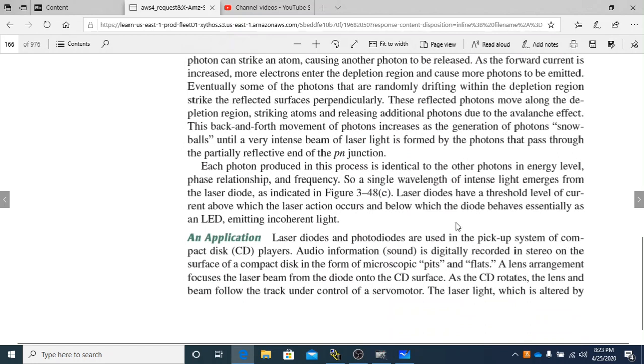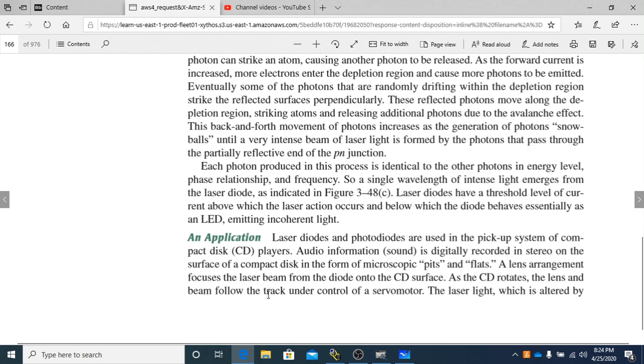Each photon produced in this process is identical to the other photons in energy level, phase relationship, and frequency. So a single wavelength of intense light emerges from the laser diode. Laser diodes have a threshold level of current above which the laser action occurs and below which the diode behaves essentially as an LED, emitting incoherent light.